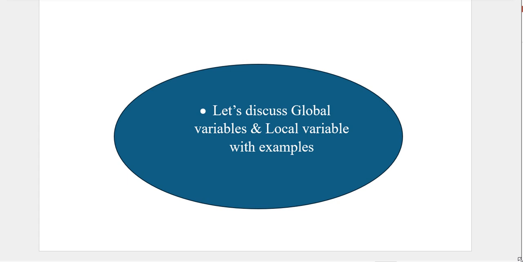Hello everyone. In this video we are going to talk about global variables and local variables with real-time examples. In the previous video we discussed variables: what is a variable, what is a local variable, what is a global variable, and what keywords are used to declare variables, like the let keyword, the var keyword, and the third one, const. We'll discuss that in the next video, no problem.